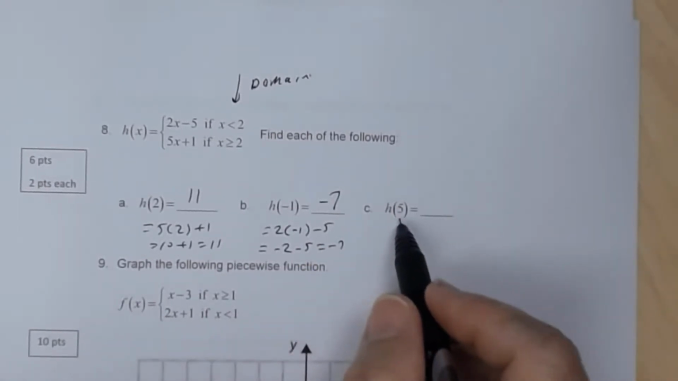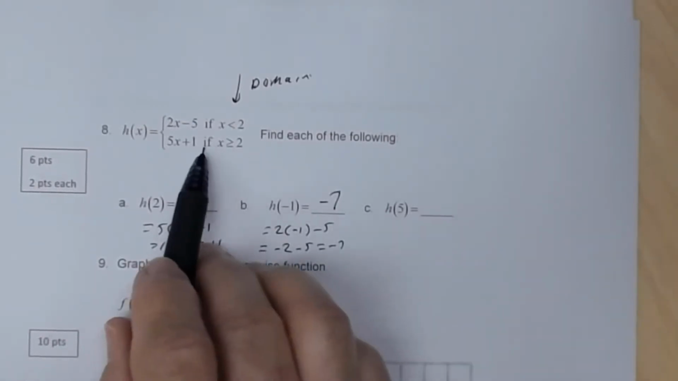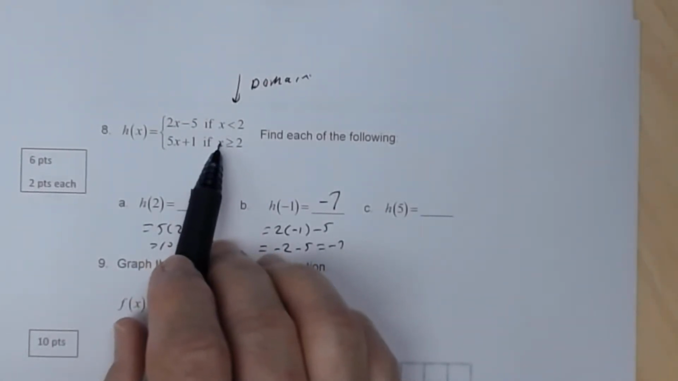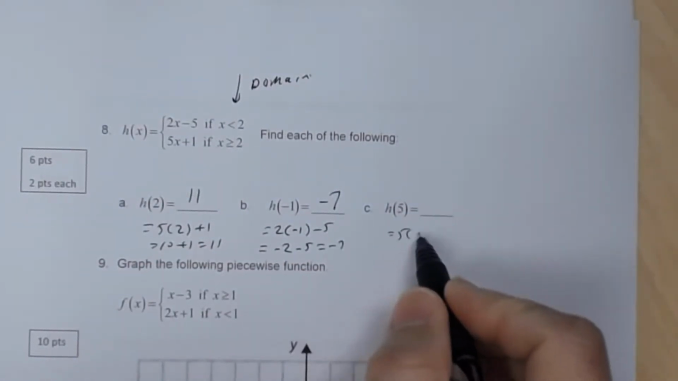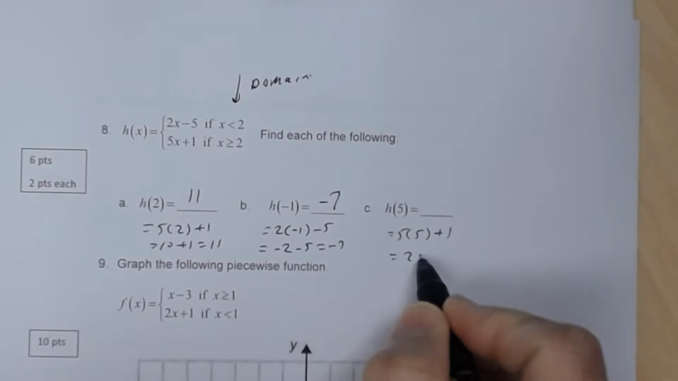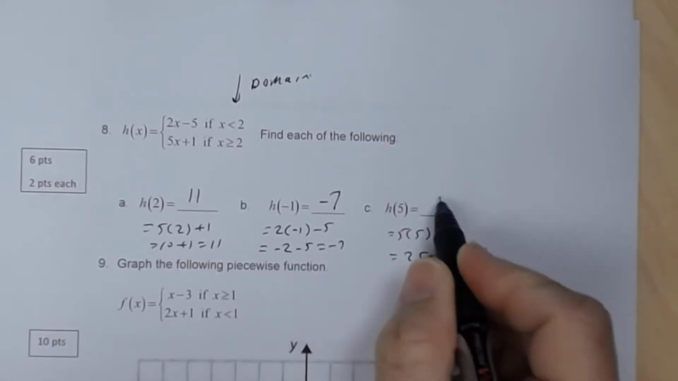Over here, it's h of 5. So what's the y value when x is 5? I'm going to use this domain here because 5 is greater than or equal to 2. So that's going to become 5 times 5 plus 1, 25 plus 1, which is 26.